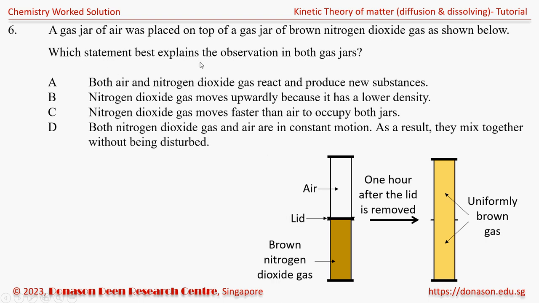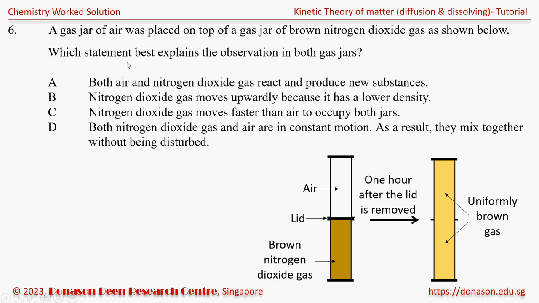Which statement best explains the observation in both gas jars? And of course, an hour after the lid is removed, once you remove it, the nitrogen dioxide gas is able to diffuse upwards and the air is able to diffuse downwards, and both gases will mix uniformly until we get to see a uniform brown coloration in both the jars.